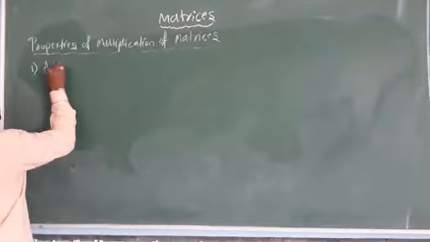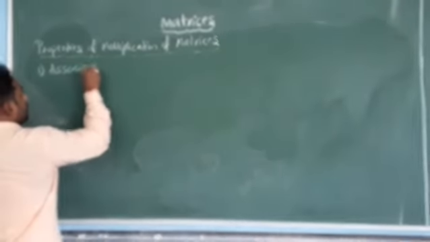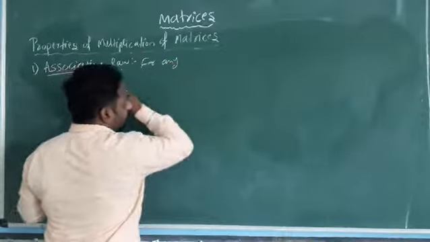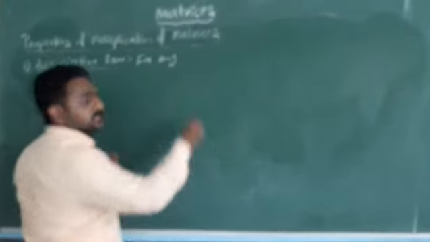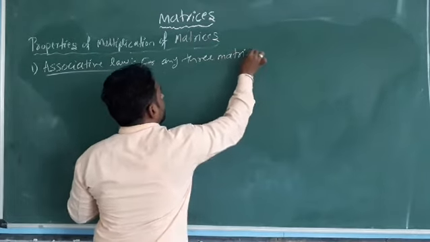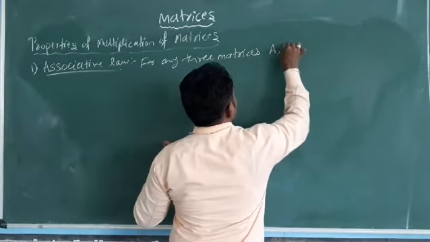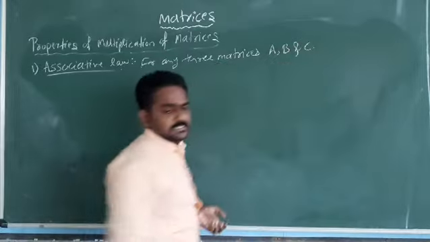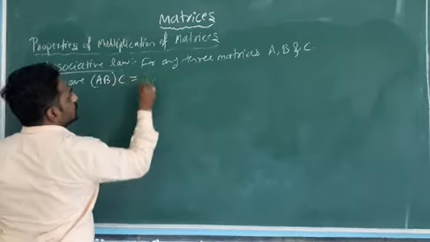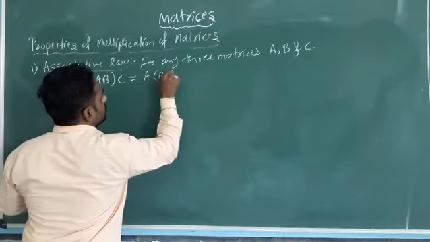What is the first property? Associative law or associative property. For any three matrices A, B and C, we have (AB)C equals A(BC).